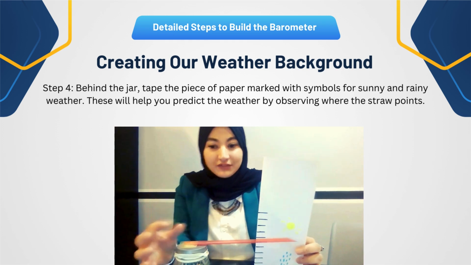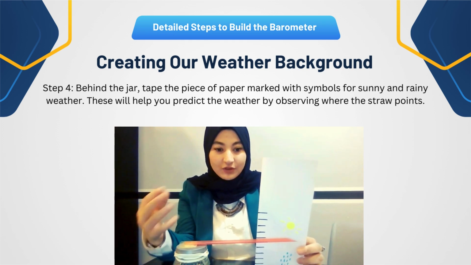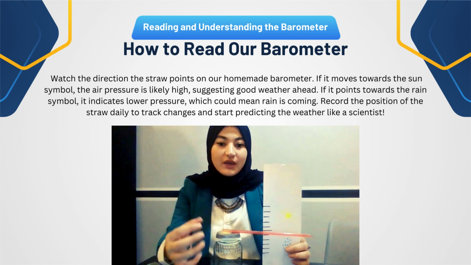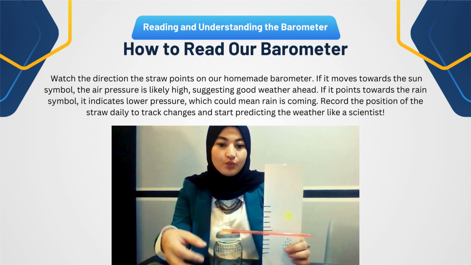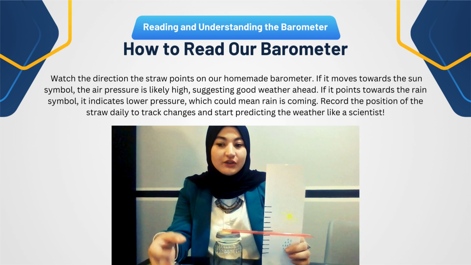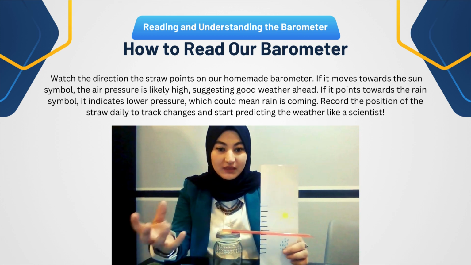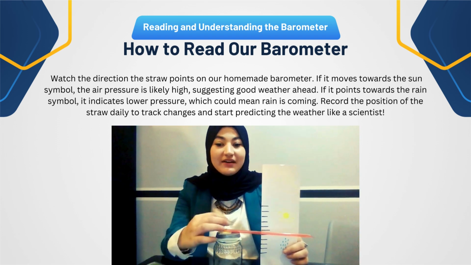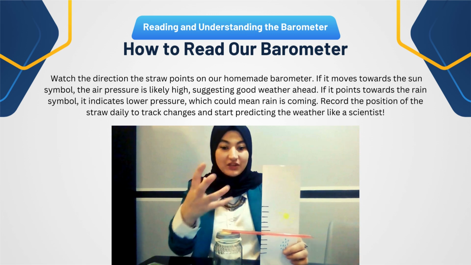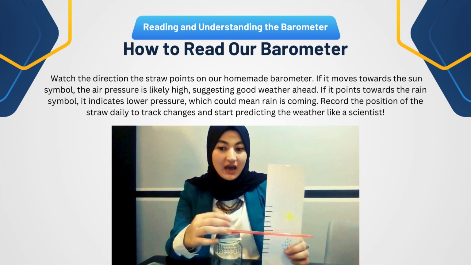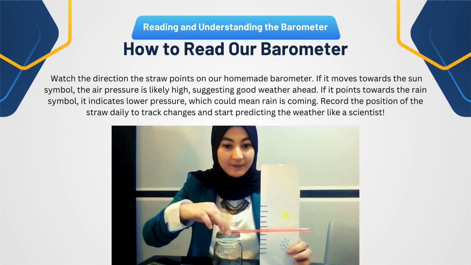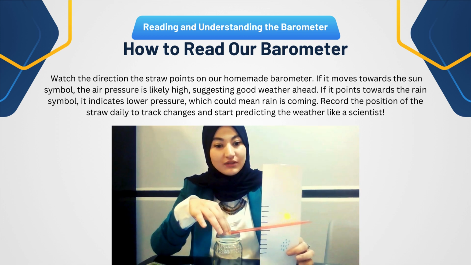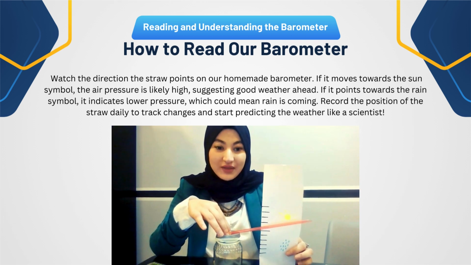So after making the homemade barometer, we're going to observe where the straw is going to go. So now we need to watch the direction the straw points on our home barometer. If it moves towards the sun, it means the air pressure is likely high. So actually the homemade barometer traps the air inside of it. As the atmospheric pressure outside goes up, the air presses down on the plastic. When it pushes down on the plastic wrap, the air inside is pushing up. This makes the pointer go up, suggesting good weather ahead.